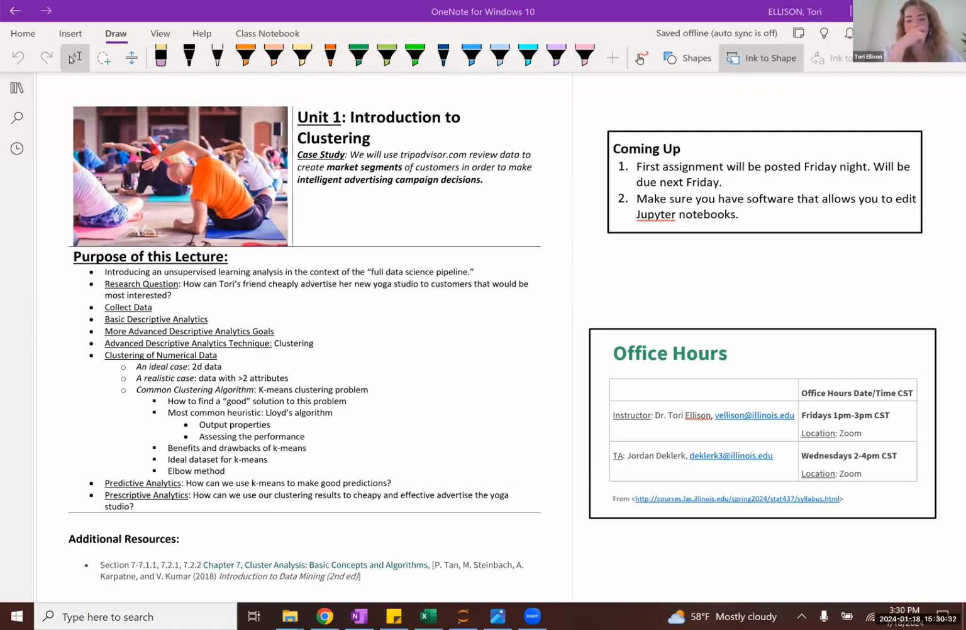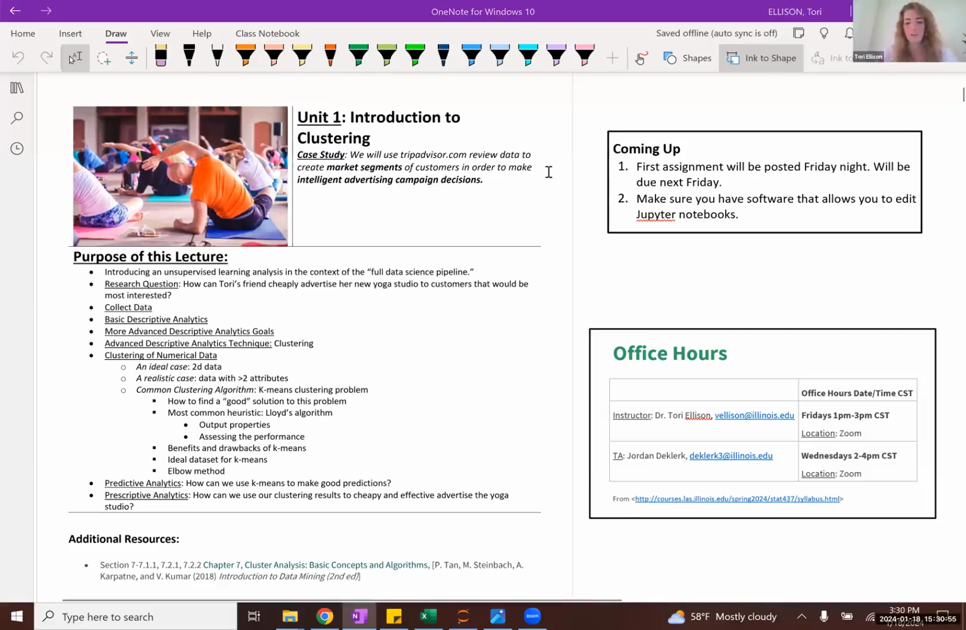So yeah, again, takes me a second to code switch from 207 brain to 437 brain. But yeah, just start off with a little bit of housekeeping before we begin. I haven't posted information about the first homework yet, but I will be doing that on Friday.